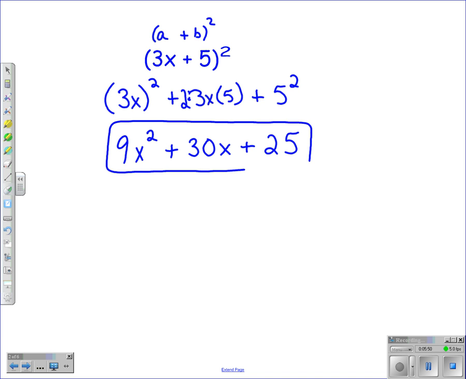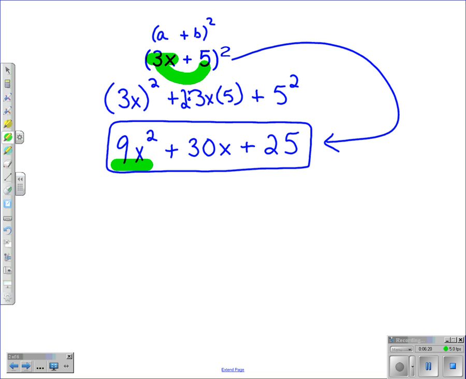This gives us our trinomial, 9x squared plus 30x plus 25. You should, with the pattern, be able to go from the problem, 3x plus 5 quantity squared, directly to the 9x squared plus 30x plus 25 by squaring that a in your head. So you're squaring the a in your head so that you get your 9x squared, taking these two numbers times each other times 2 for your 30x, and then squaring that last term in your head to get the last term in your trinomial.